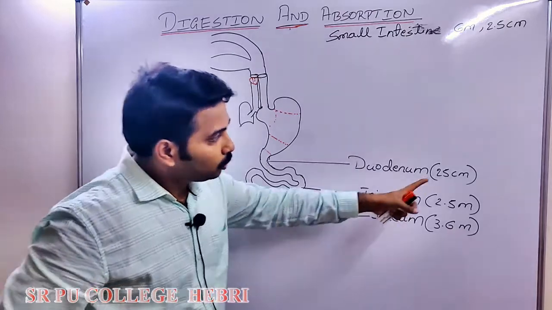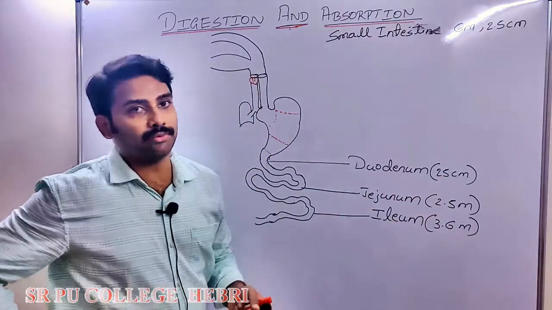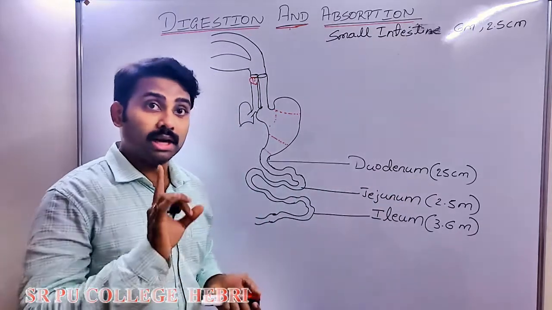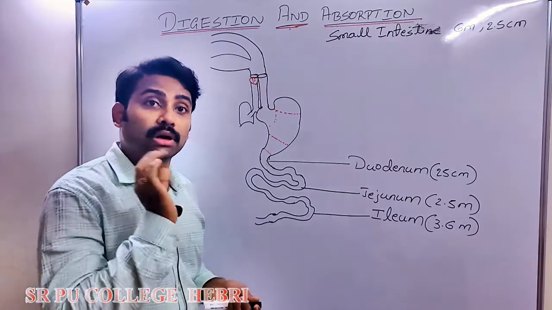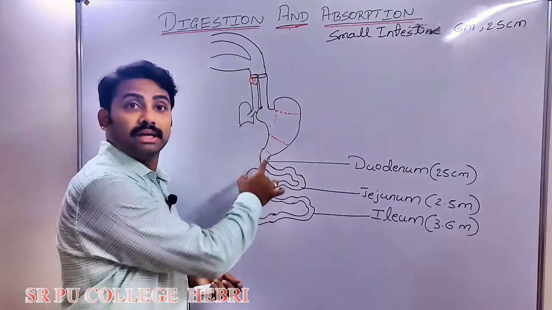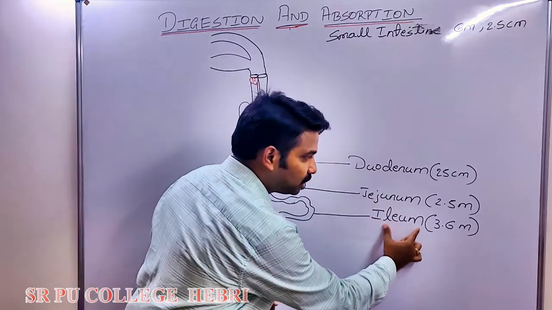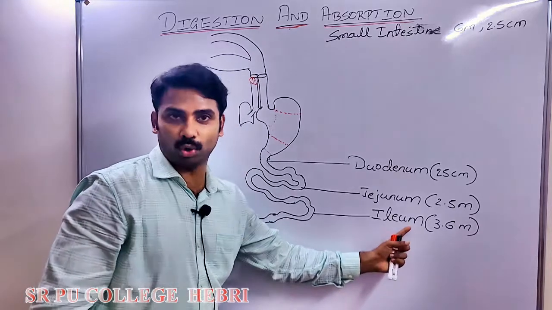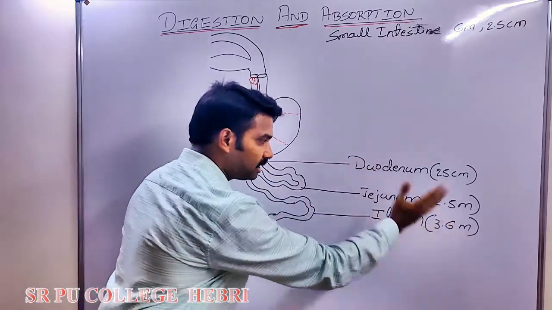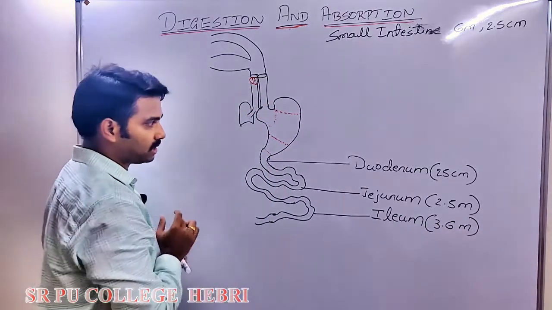Students, you need not remember these lengths. It is not important for the board, and they will not ask this in the NEET. But the very important point for NEET is, which is the longest region in the small intestine? Out of the 3, the longest region is ileum. You have to note this down. Ileum is the longest among the 3 because it measures 3.6 meter. Clear?